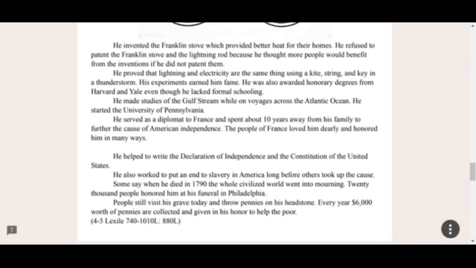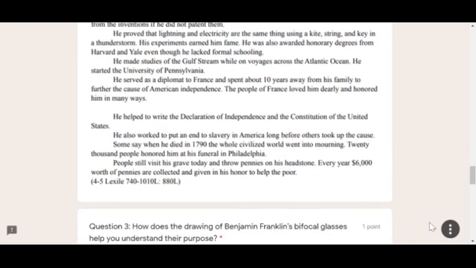Philadelphia. He served as a diplomat to France and spent about 10 years away from his family to further the cause of American independence. The people of France loved him dearly and honored him in many ways. He helped to write the Declaration of Independence and the Constitution of the United States. He also worked to put an end to slavery in America long before others took up the cause.